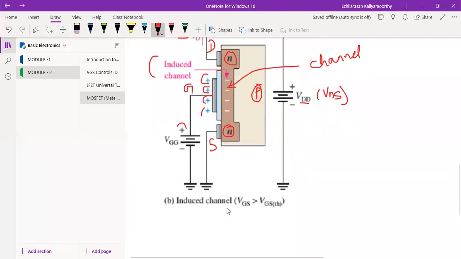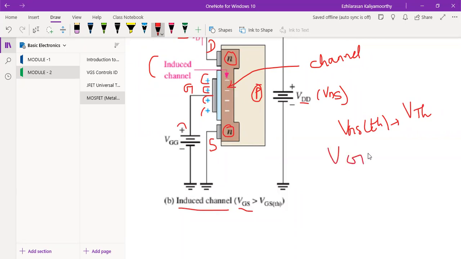So when you need to induce the channel, if you want to establish a channel, then your VGS, the applied gate to source voltage, must be greater than VGS(th). The VGS(th) is nothing but your threshold voltage. So if you want to induce the channel, your applied gate to source voltage must be greater than VT, that is the threshold voltage. Normally every device will have a threshold voltage.